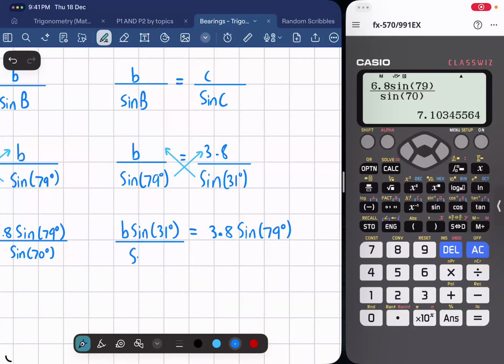I'm telling you, if this works out, that's going to be real cool. It will work out. B sine 31 degrees, all over sine 31. If you're trying to find B, you have to divide by sine 31, so they cancel.